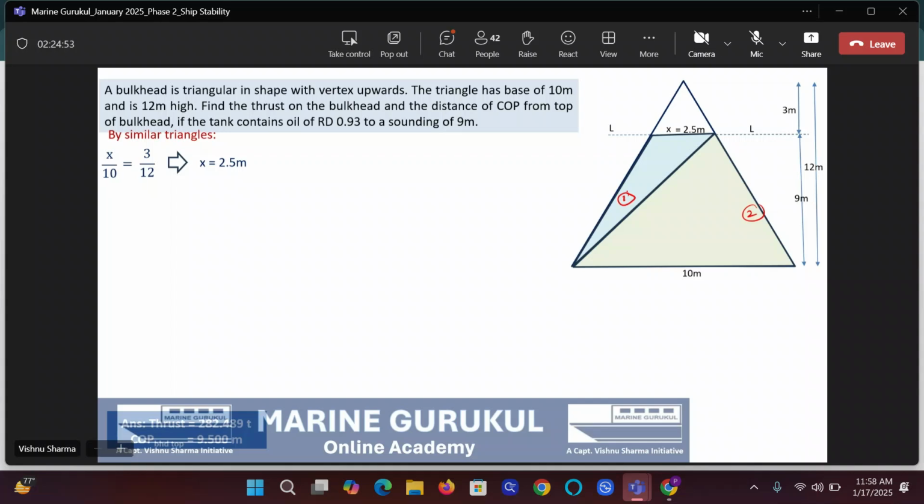Mark the geometric center of area 2 and give me D2LL. Excuse me, sir. Can you show where the centroid will come? I understand how it comes, but where will it come in this figure for area 1? It will come somewhere here. It will be 3 meters from the base, correct? Yes, sir.